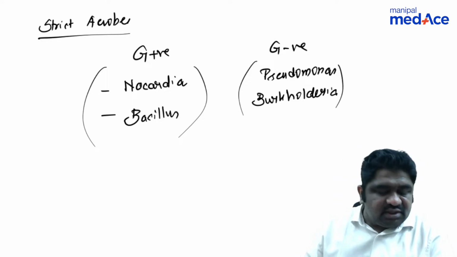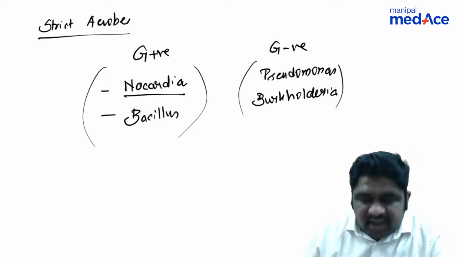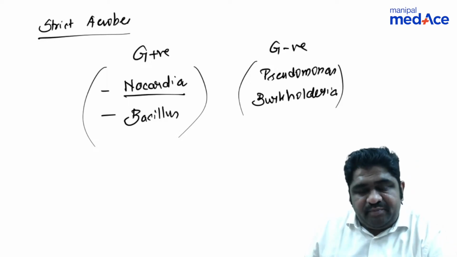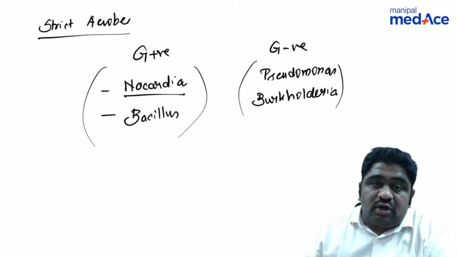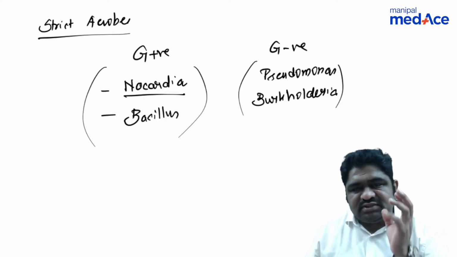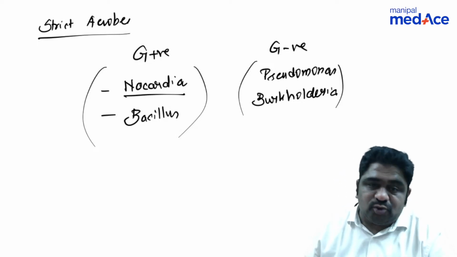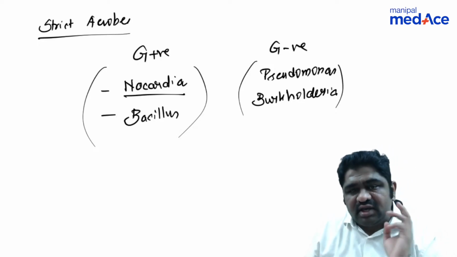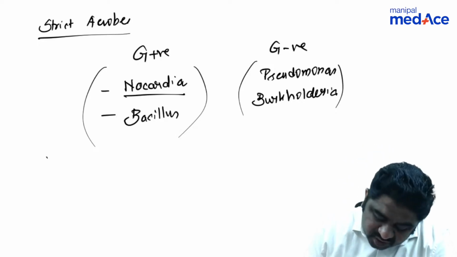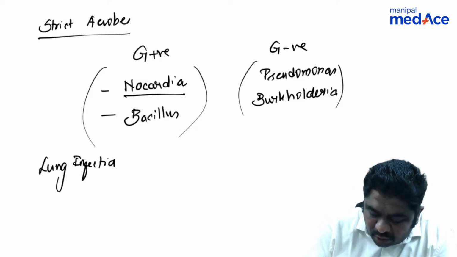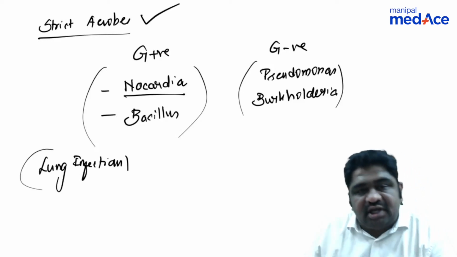So now if you trace the concepts backward, Nocardia can be present as a commensal inside the airway. Bacillus anthracis is known for causing pulmonary anthrax. Pseudomonas is a leading cause of lung infections. Burkholderia mallei, Burkholderia pseudomallei, Burkholderia cepacia, all can have access towards lungs. So lung infections are very common because of strict aerobes.